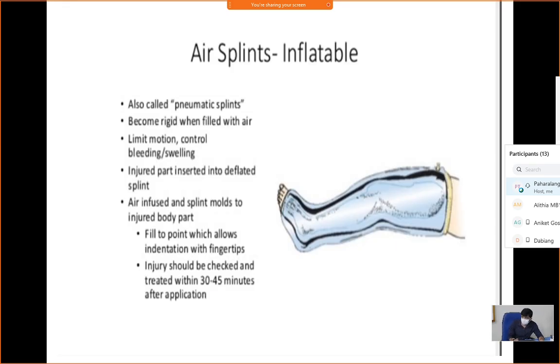Air splint is an inflatable splint, also called a pneumatic splint. It becomes rigid when filled with air. The function is the same, to limit motion and control bleeding and swelling. With this type of splint, one more advantage is that it reduces bleeding. You can control the bleeding with this type of splint.